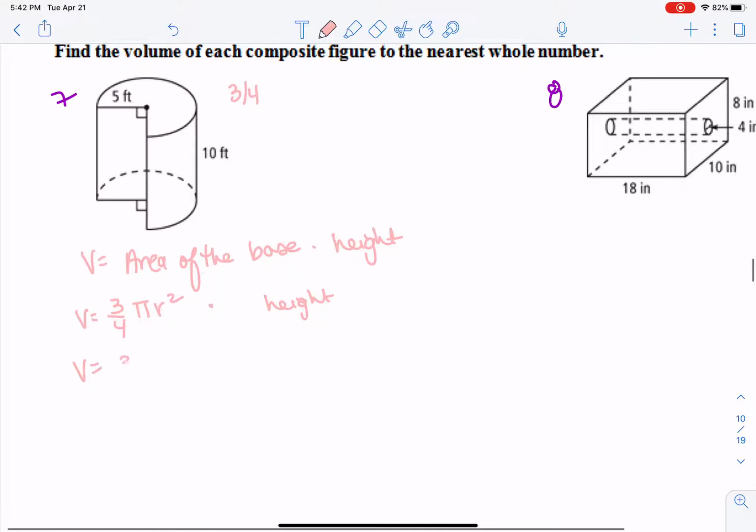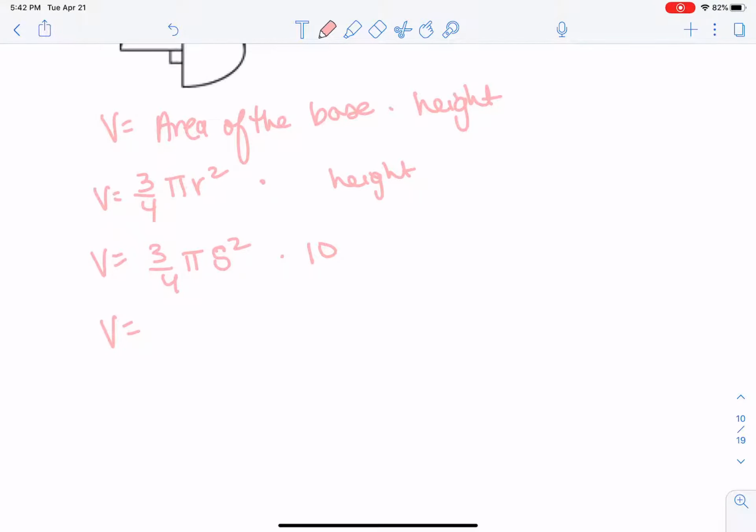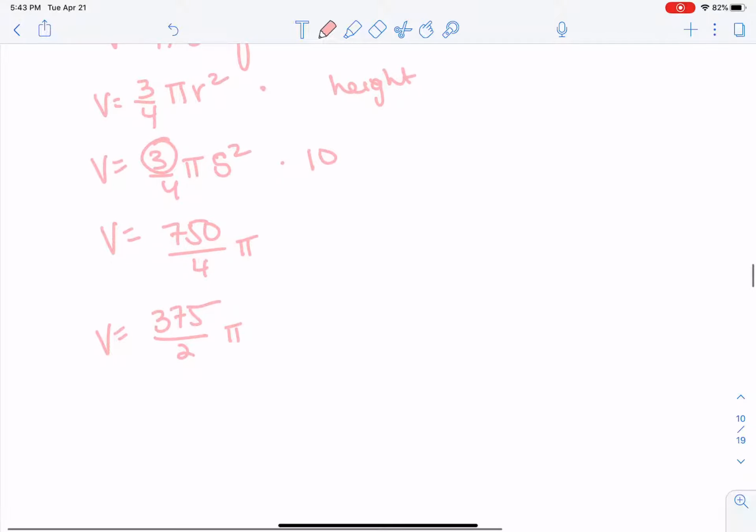So that would be 3/4 times pi. The radius is 5, so 5 squared, and the height is 10. So I'm going to do a little bit of math without my calculator. 5 squared is 25 times 10. That's 250 times the 3. So I'm going to get 750 on top and 4 on bottom. Which reduces to 375/2 pi. If you want to just type that all in your calculator and get a decimal, that's fine too.